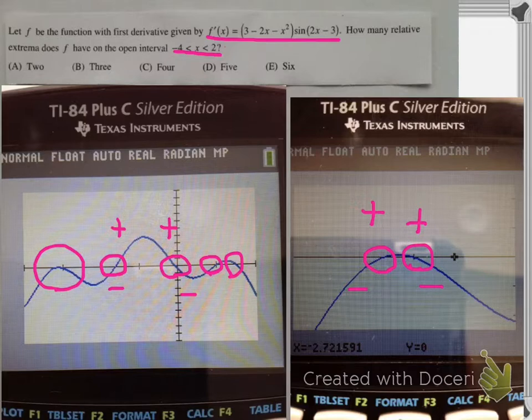And so now, in order to find the answer, all we need to do is count the number of relative extrema, or the number of times that the graph of the derivative crosses the x-axis. So we have 1, 2, 3, 4, 5, 6. So our answer is E, 6.